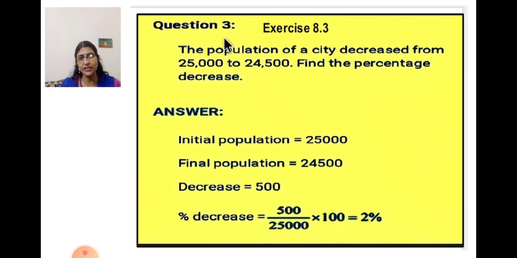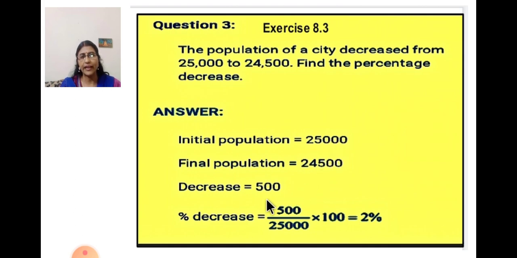We'll ask question number 3 of exercise 8.3. The population of a city decreased from 25,000 to 24,500. Find the percentage decrease. So here we have to find out percentage decrease. So we'll write like this. Initial population was how much? It was 25,000. And then final population 24,500. So there is a decrease. You will subtract, and here you will write decrease is equal to 500.